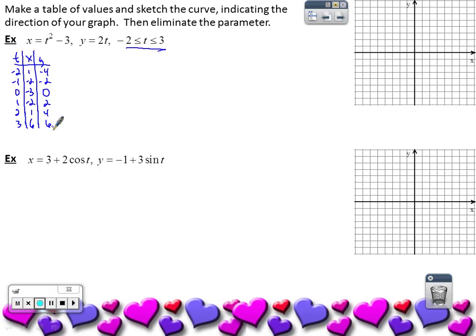Okay, so the order that these points are in is the order that the parametrics will travel. That's the direction that they're going to go in. They're going to start at 1, -4. Okay, so 1, -4, 1, 2, 3, 4, and then they're going to move to -2, -2. Then they're going to -3, 0. And -2, +2, then 1, 4, and 6, 6.